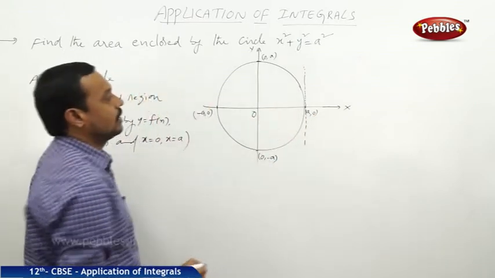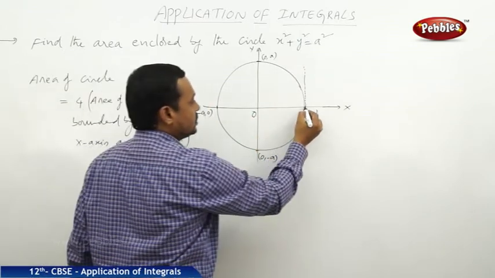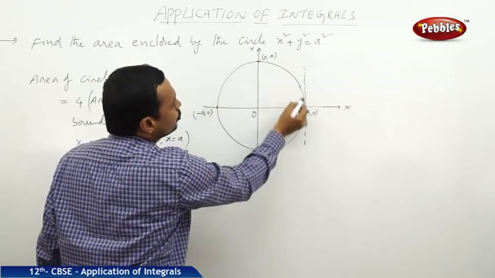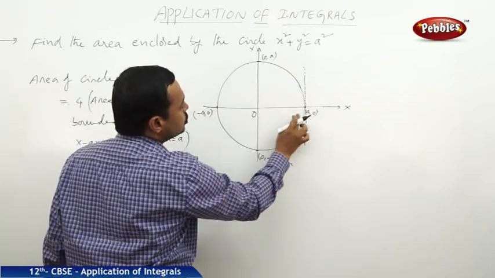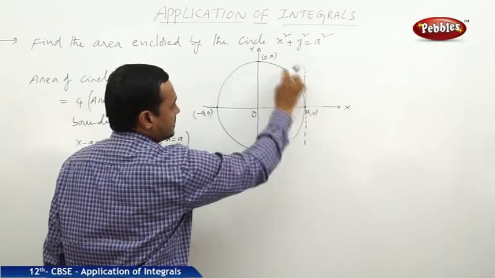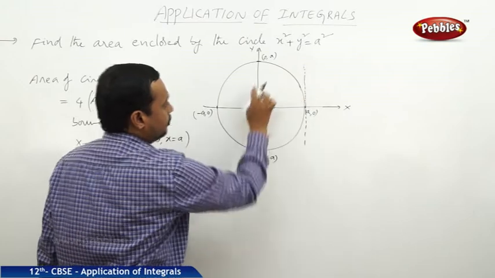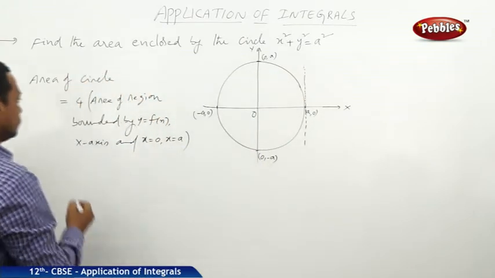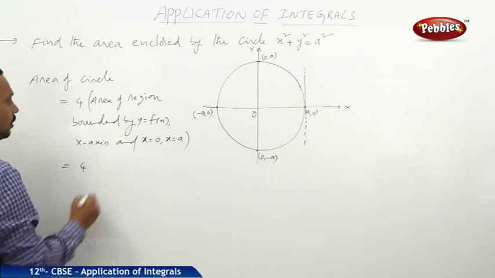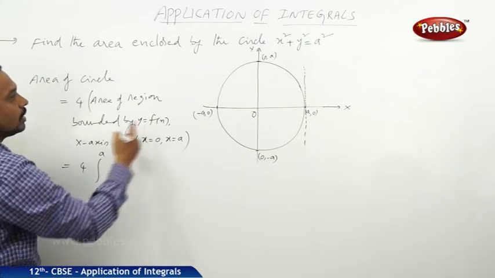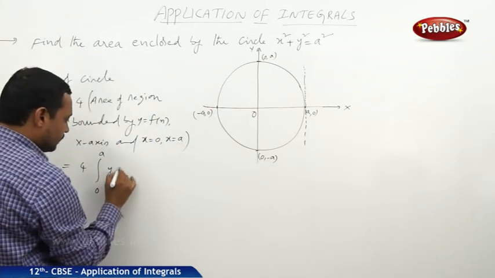Now this is the line. Actually, it is a tangent to the circle also. Now, the area enclosed between these two lines, x is equal to 0 and x is equal to a, with the x-axis, is this part. Now, this is the portion. We are going to find the area of that portion. Now, this is equal to 4 times the integral 0 to a of y dx.